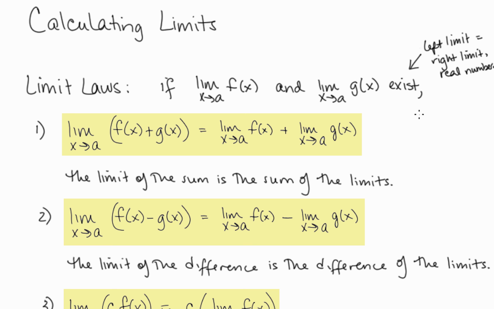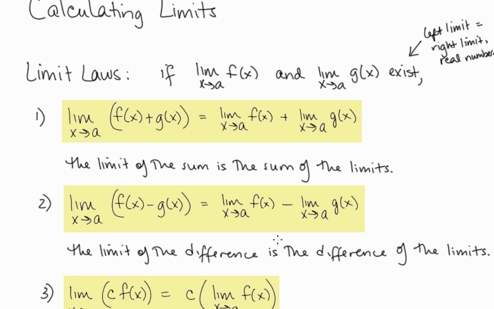So if these two limits exist, then the limit of the sum is the sum of the limits. So the limit as x approaches a of f of x plus g of x is equal to the limit as x goes to a of f of x plus the limit as x goes to a of g of x. So we could separate and take those limits separately when they both exist as real numbers. Same thing is true for subtraction.